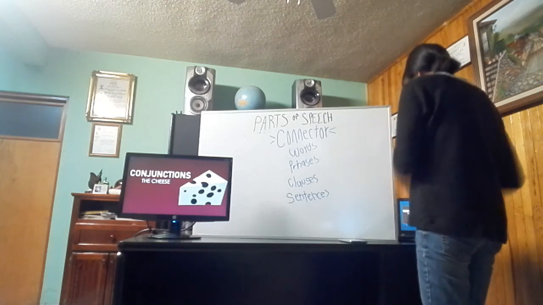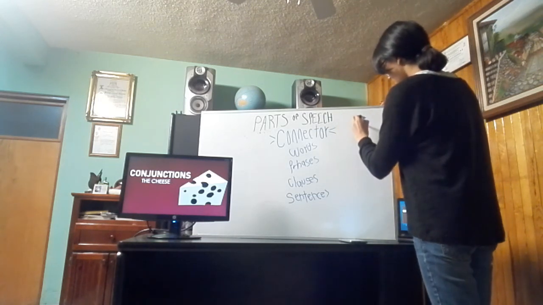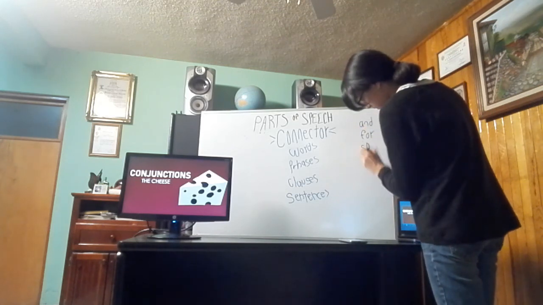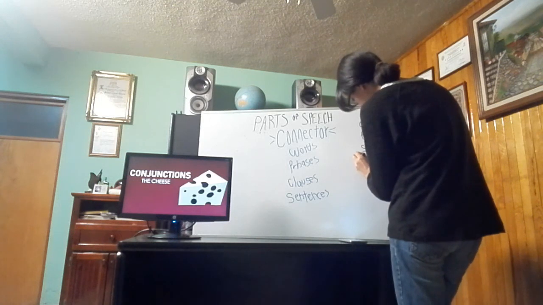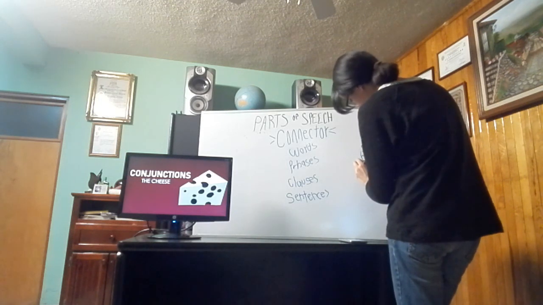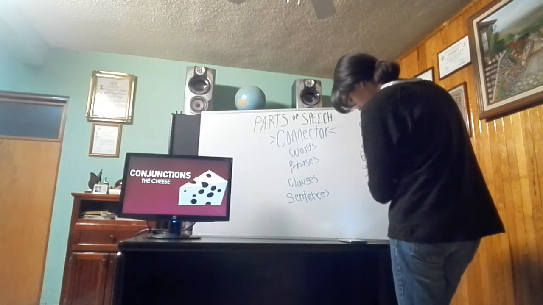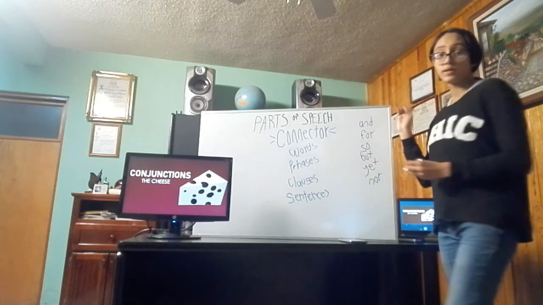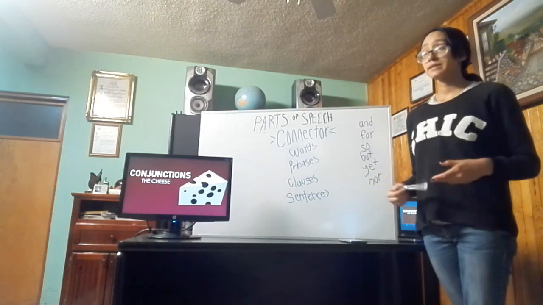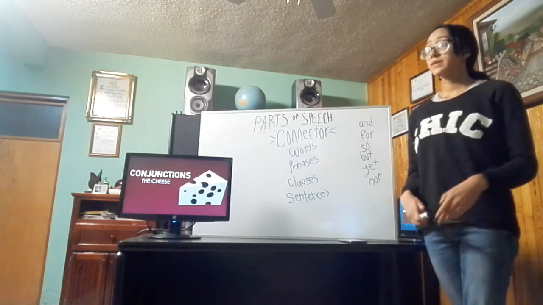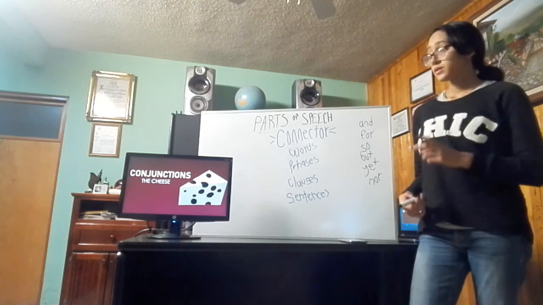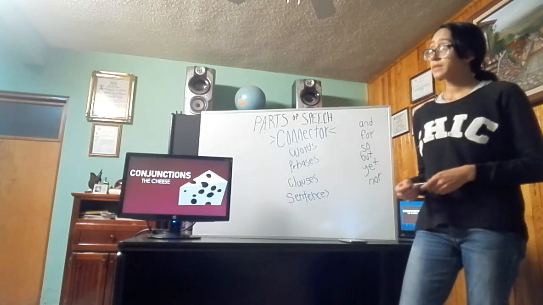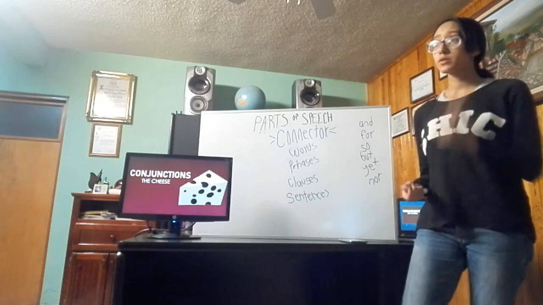The most common conjunctions are and, for, so, but, yet, nor. These are the ones used to connect different ideas and to make them seem more complete. You can even make one sentence out of two sentences. You can make a connection between two words.